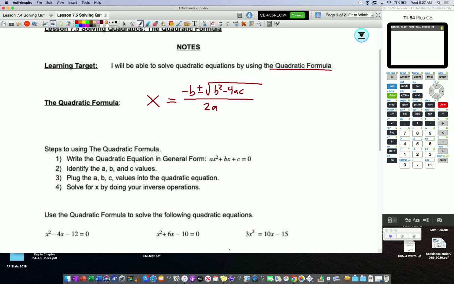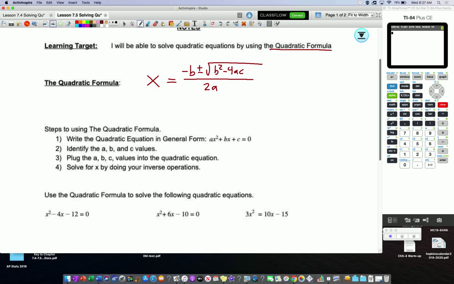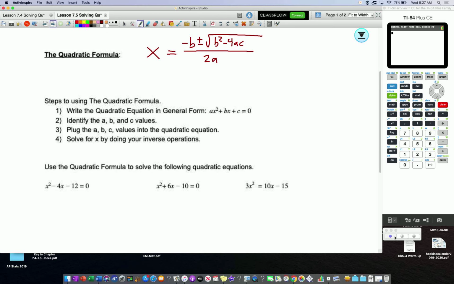So the question is, how do you use this formula? The most important thing to know is you have to have it in general form, because it helps you identify your a, b, and c values. In general form, the quadratic equation must be equal to 0, so everything must be on the left side. The number in front of the x squared is a, the number in front of the x is the b value, and the number that's by itself is the c value. Once you have it in general form, identify those values.